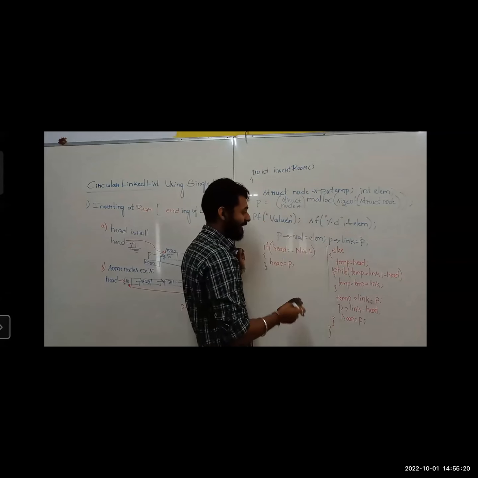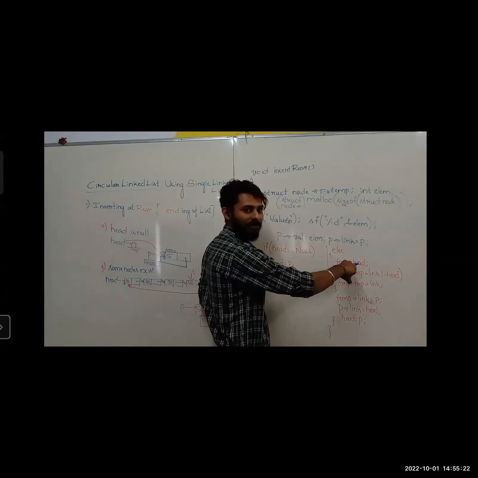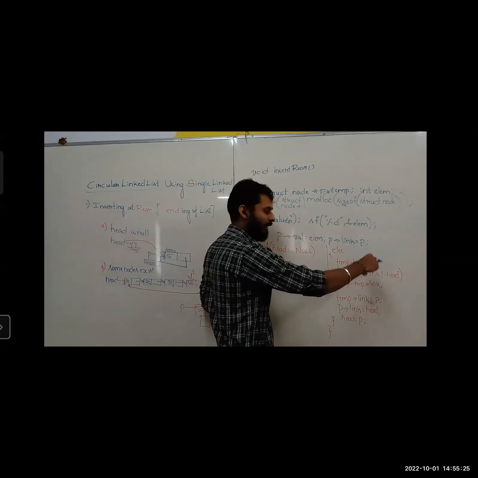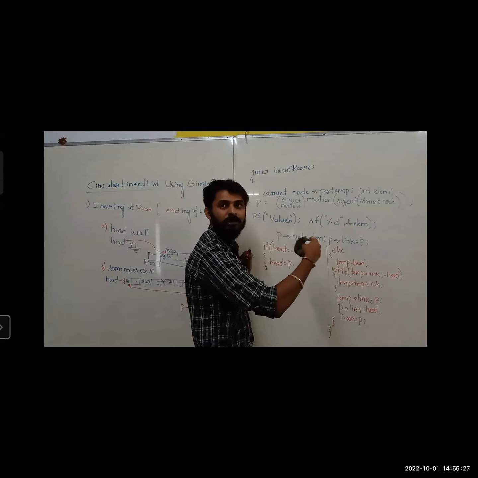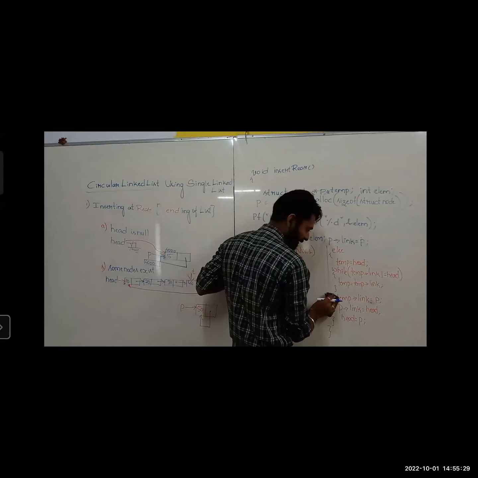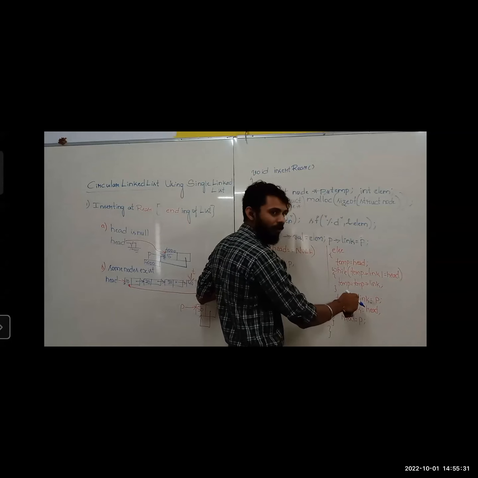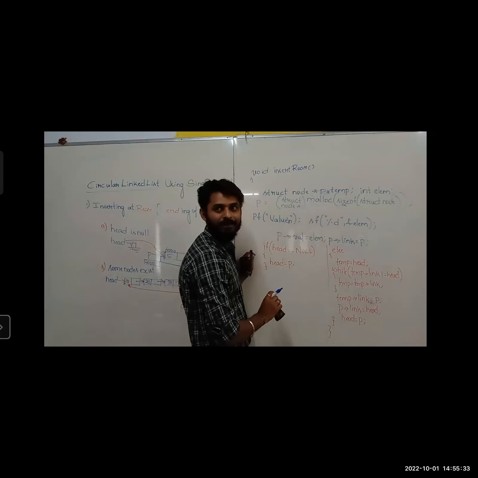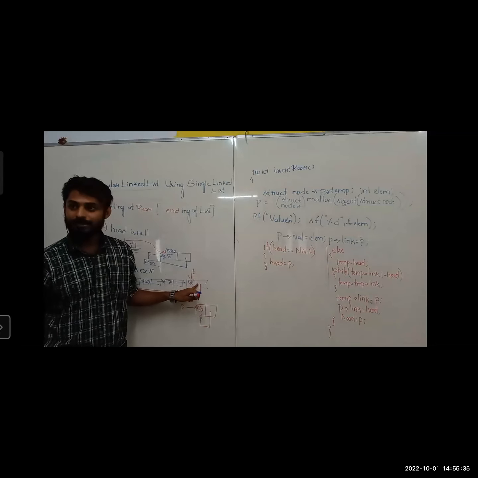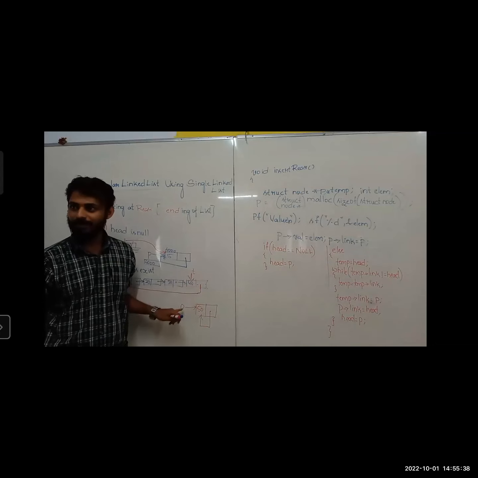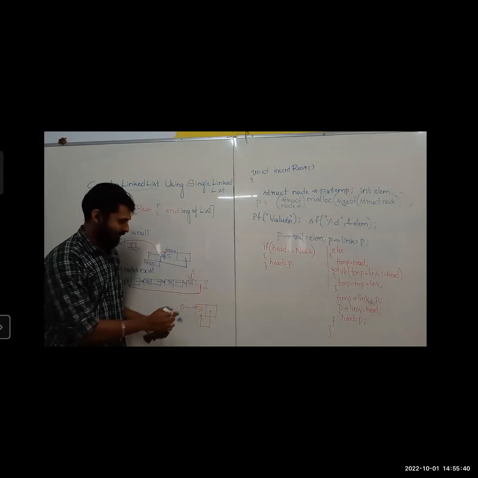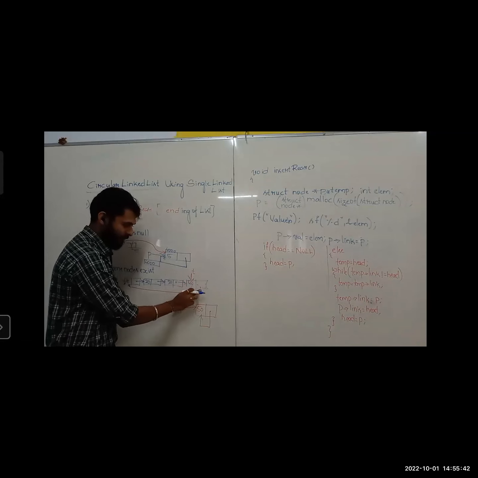See, what exactly should I do here? Temp should be pointing to head. Temp should keep on moving until it is pointing to head. And then here, temp's link should be pointing to P. Am I right? Temp's link should be pointing to P. Now this connection will get broken.